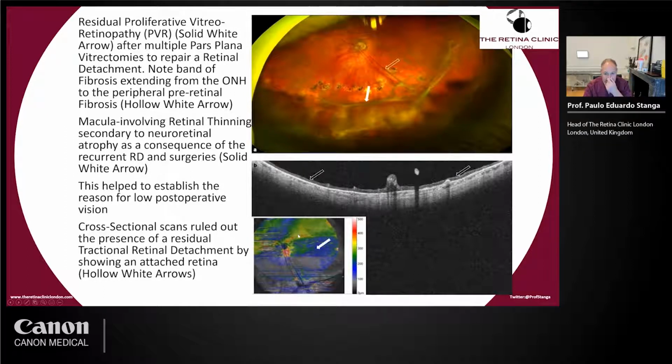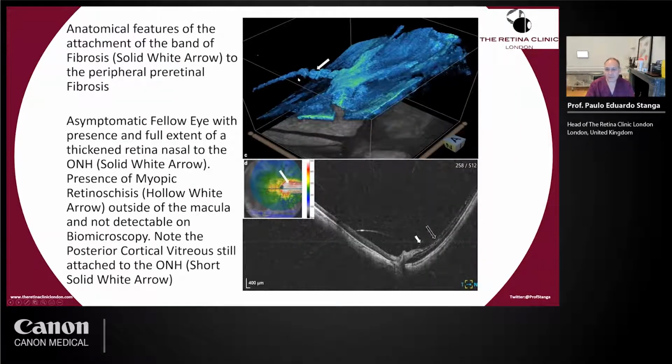So here you can see a wide field single scan topography map, which is very useful to explain to the patient and for us to understand why there's no recovery of vision. See how thin the inferior retina is. And you can see that the inferior retina, the retina here, is completely attached. And this is the 3D rendering showing that stock of fibrosis.